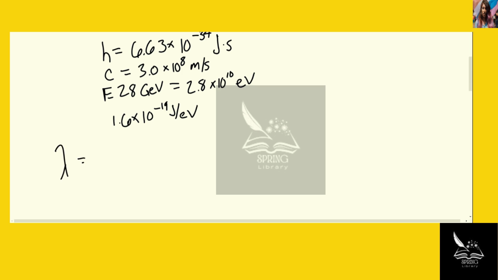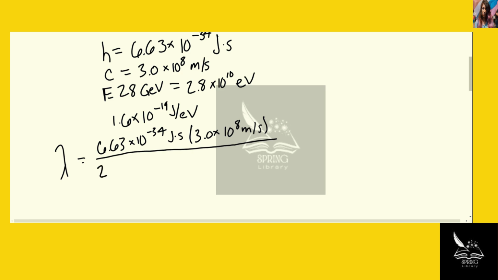Lambda equals 6.63 times 10 to the negative 34th joules times seconds times 3.0 times 10 to the 8th meters per second, all over 2.8 times 10 to the 10th electron volts times 1.6 times 10 to the negative 19th joules per electron volt. And all of this comes out to 4.4 times 10 to the negative 17 meters.